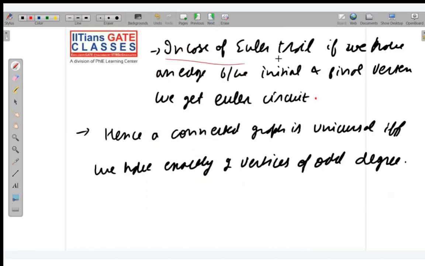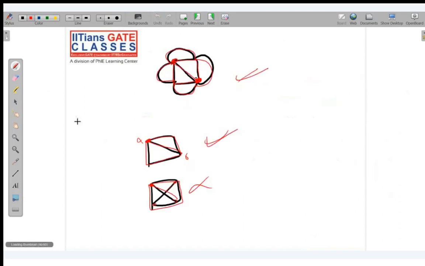So in case of Euler trail, if we have an edge between initial and final vertex, we get a Euler circuit. That is very simple. So now if we draw an edge from here to here again, from this edge you will come here. Okay, so you will get a Euler circuit. Your graph will become Euler. So a unicursal graph will become Euler when we have an edge from the first and the last vertex. And this is for sure for unicursal.